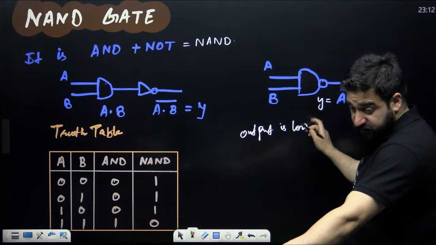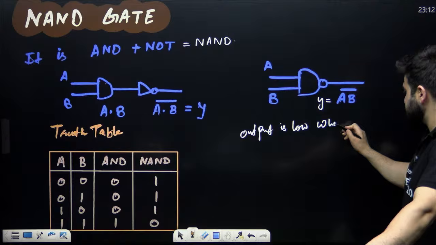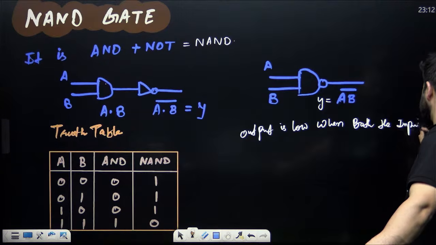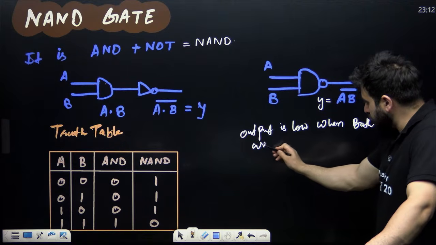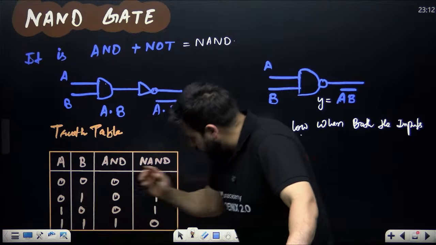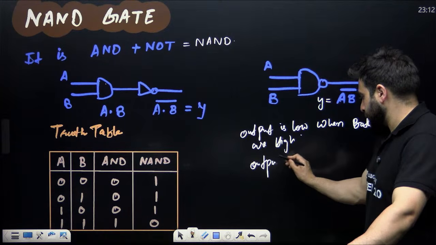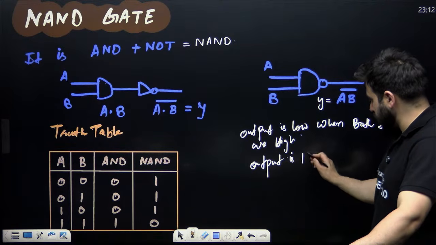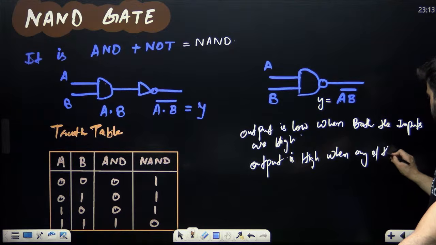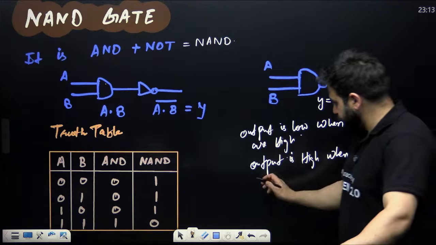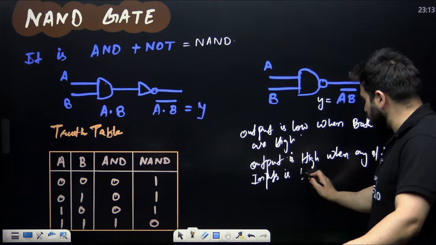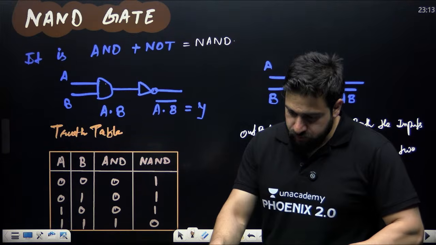Output is low when both the inputs are high. These statements are very important. Output is low when both the inputs are high. And output is high when any of the two inputs is low.